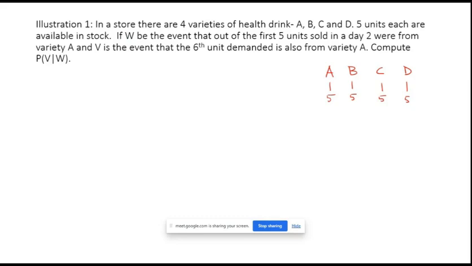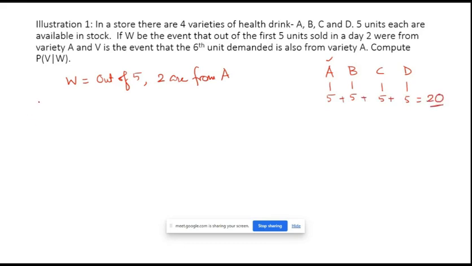If W be the event that out of the first 5 units sold in a day, 2 are from variety A. That means out of 5 units sold, 2 of them are from variety A. So W is the event for that. W is that out of 5, 2 are from A. Now let us see how many total number is there. 5 plus 5 plus 5 plus 5. Total in that particular store there are 20 such drinks.